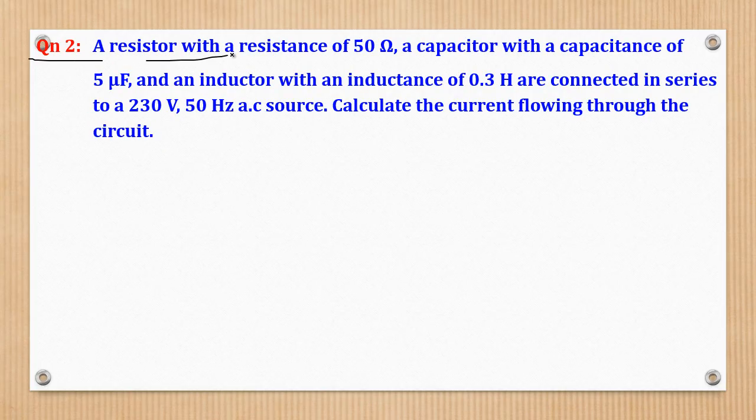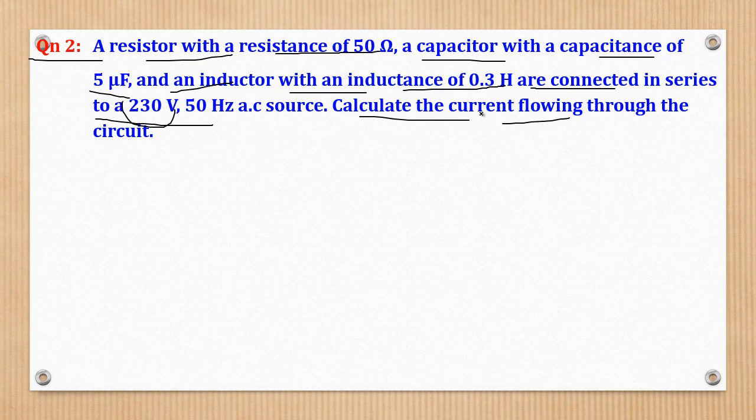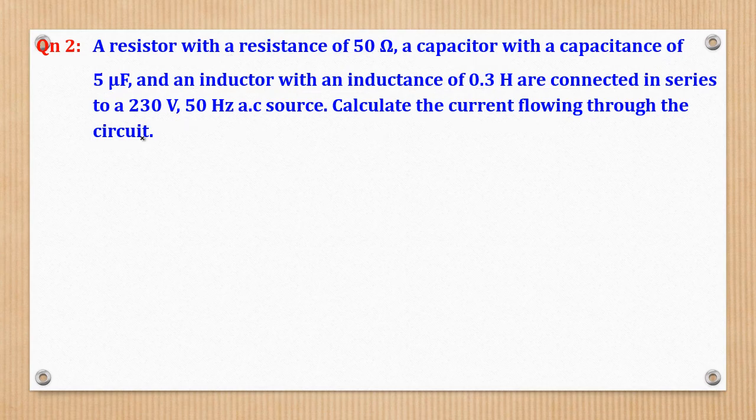Then question 2 says a resistor with a resistance of 50 ohm, a capacitor with a capacitance of 5 microfarad, and an inductor with an inductance of 0.3 Henry are connected in series to a 230 volt 50 Hz AC source. So that means that this is an RMS value. Calculate the current flowing through this circuit.